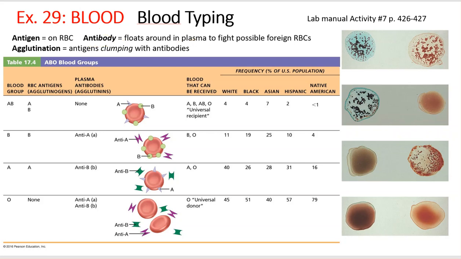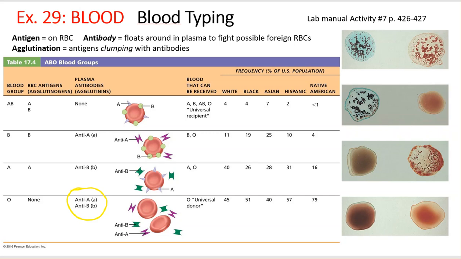So let's start with a type O person. A type O person doesn't have any antigens on their red blood cells. Do you see there's no structures on the red blood cells? But they do have lots of things able to be floating around in their plasma. And so here are all the antibodies that can float around in their plasma. They're called anti-A antibodies and anti-B antibodies.